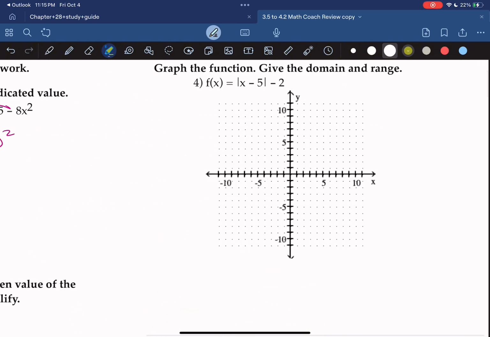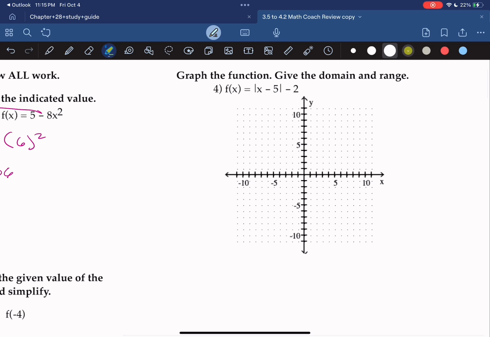Now let's go to number 4. Graph the function, give the domain and range. So let's make a little table for the old x, new x, and f of x. So here we see that it's in absolute value bars, which means it's going to be a V-shaped graph. And there's also a number here and a number here.